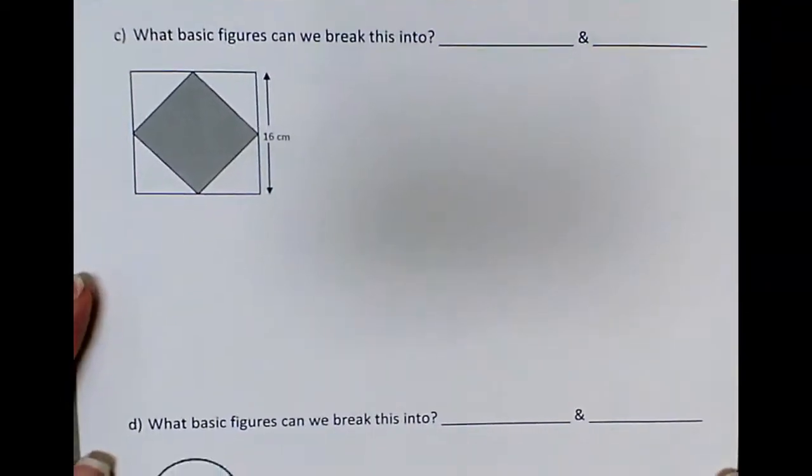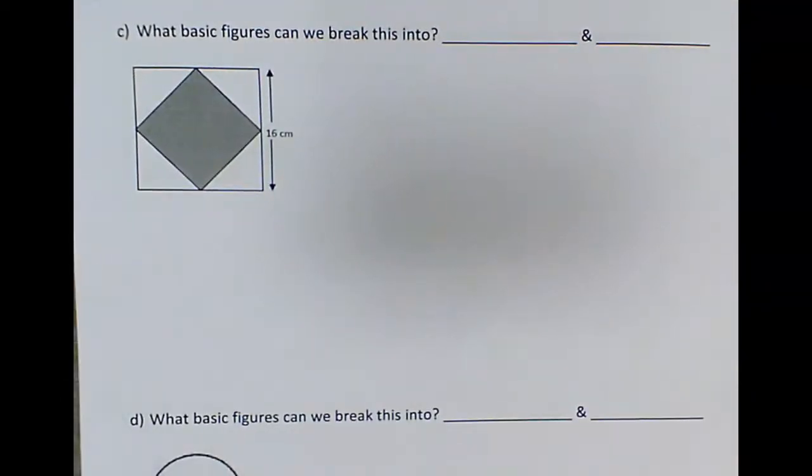Now, problem C is flawed the way that it is. It says, what basic figures can we break this into? And we really don't have a lot of information about this. Typically, I would say that because this problem is flawed, we're going to skip it and move on because there's not enough information. However, what I'm going to do is give you enough information so that we can use this problem to practice.